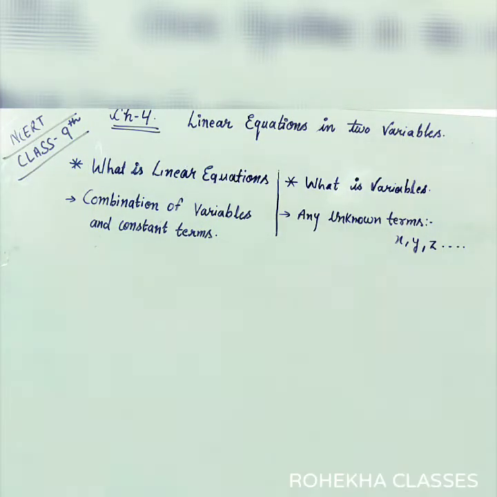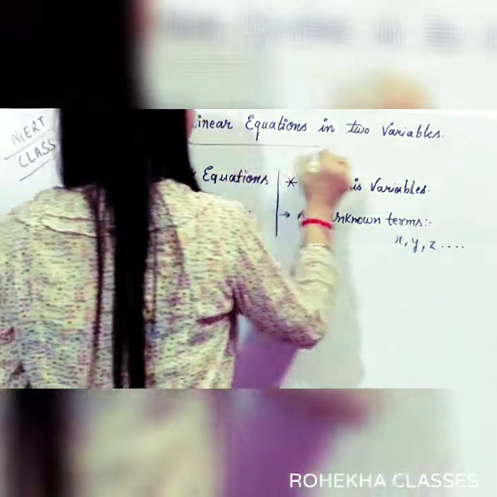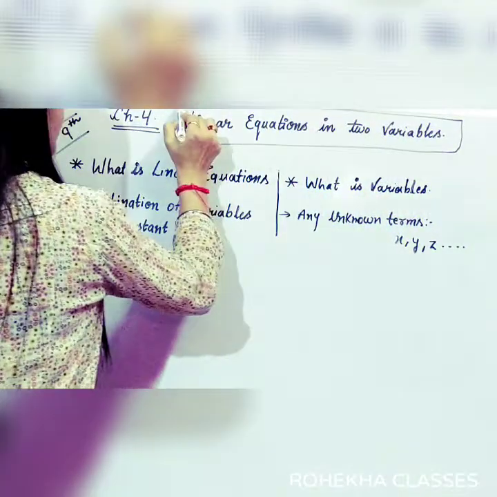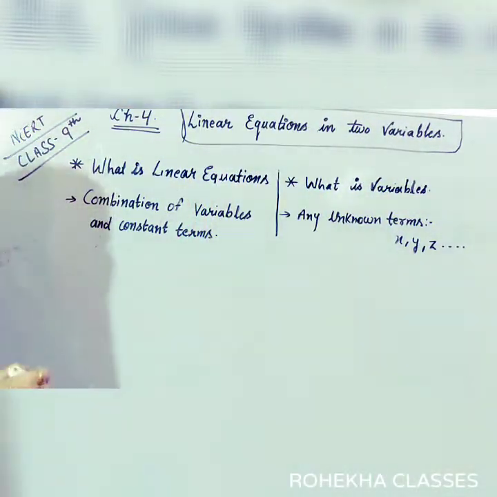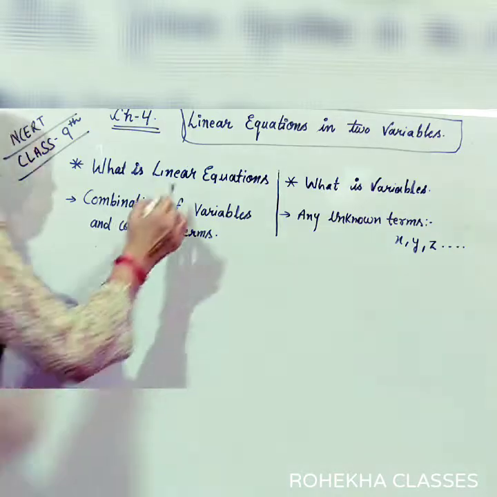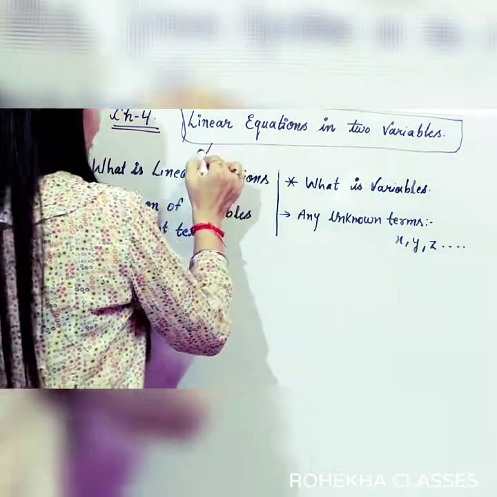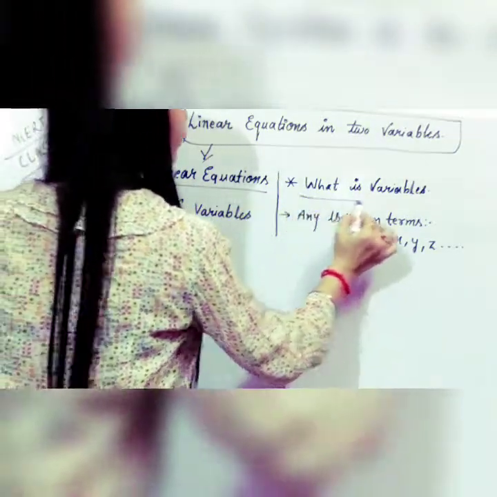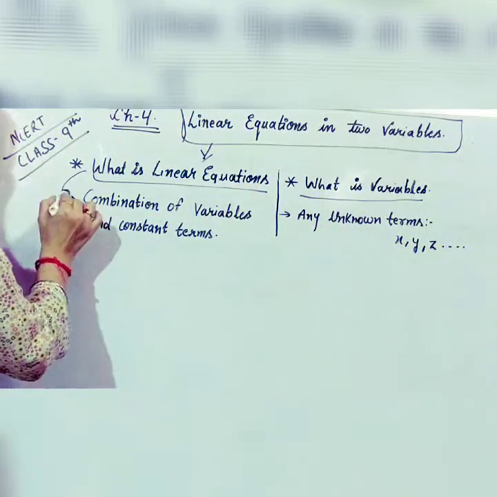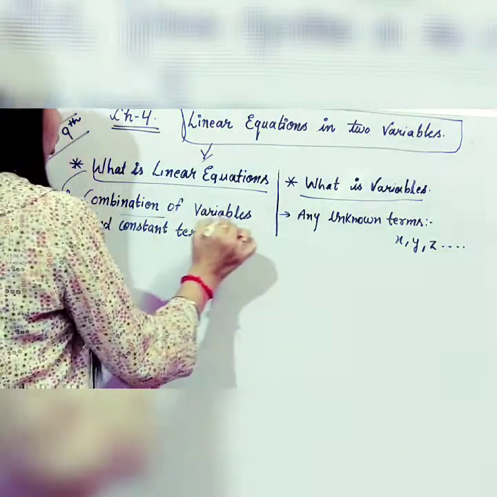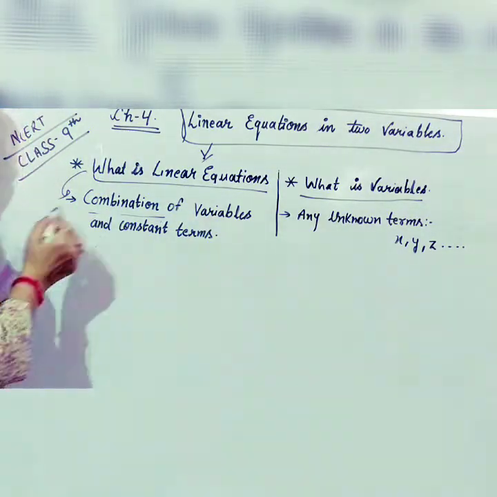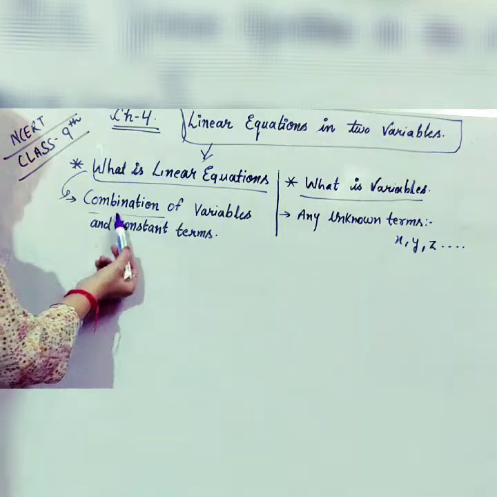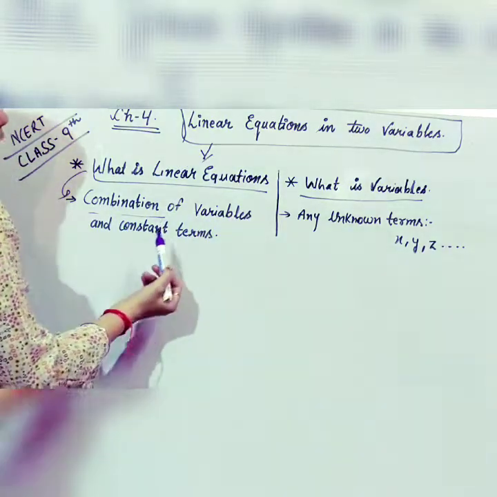So today I will discuss chapter number 4 of class 9, that is linear equation in two variables. Okay students, linear equation in two variables. After starting this chapter, I will first tell you what is a linear equation and what is a variable. We can simply say a linear equation is the combination of variables and constant terms.